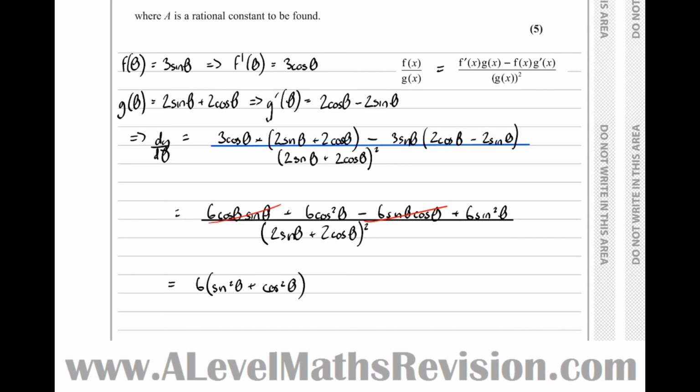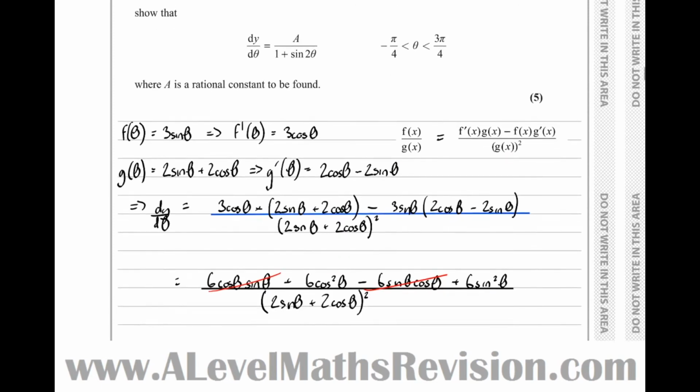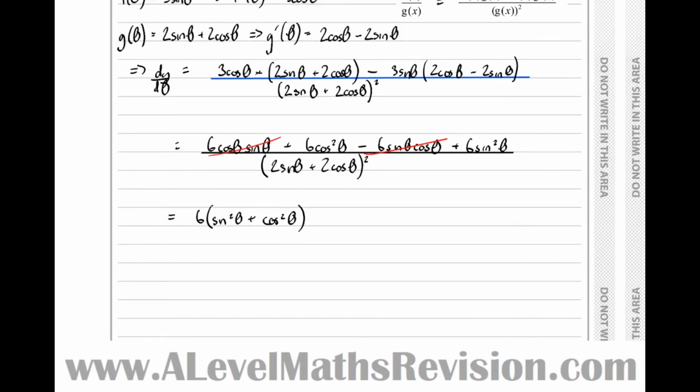An exam technique in a show that question, which is what it said there, is to show every step. We could have written, we can deduce that 6 cos squared theta plus 6 sine squared theta is just 6 lots of 1. However, it's better to show it like this in a show that question. Leave no marks to chance. Spell out everything, even what you think's blindingly obvious.